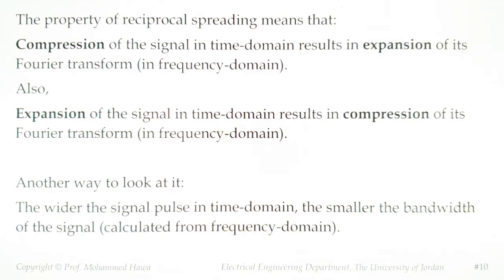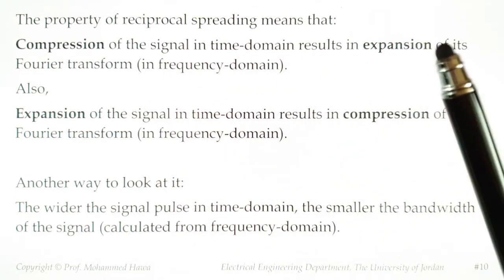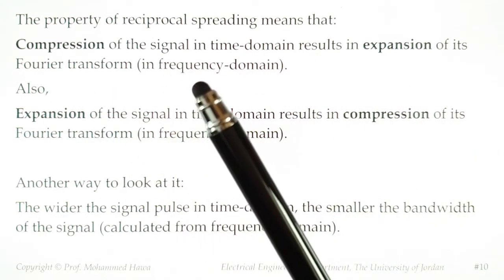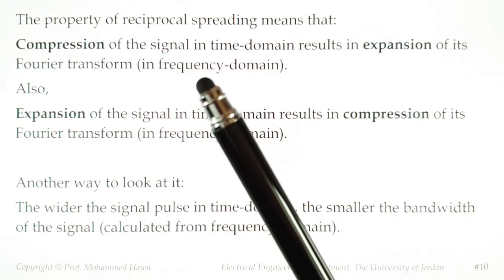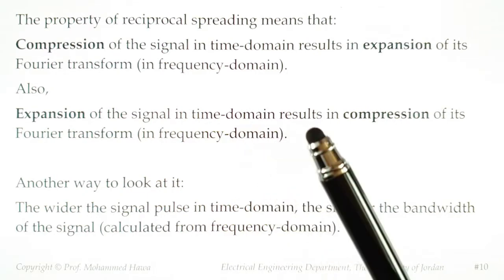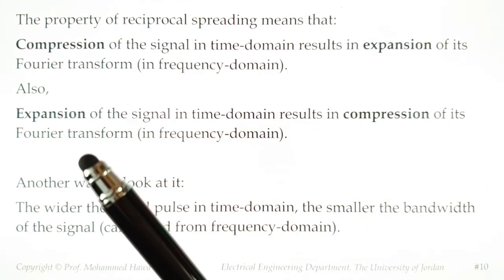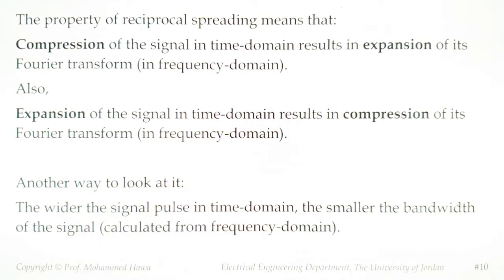meaning. Let me read it first and then try to explain it. It says, compression of the signal in time domain results in expansion of its Fourier transform, meaning expansion in frequency domain. On the other hand, an expansion of the signal in time domain results in compression of its Fourier transform, meaning compression in the frequency domain. To show you what I mean, let's look at a visual illustration.